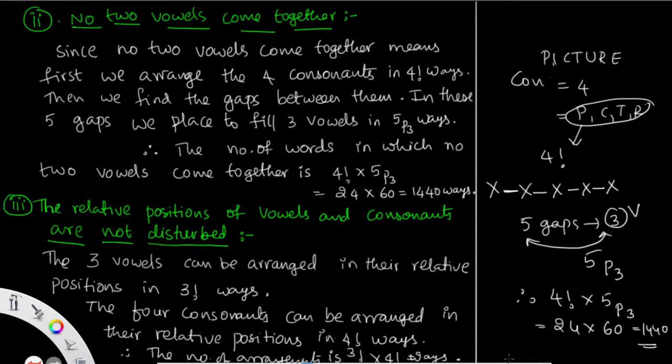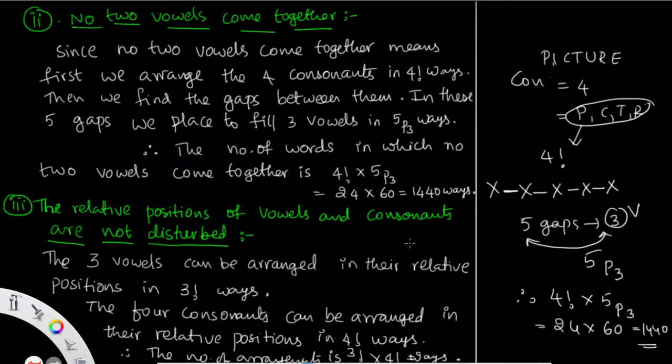No two vowels come together means you should arrange them in between the gaps only, not one by one next to each other. So since no two vowels come together, first we arrange the 4 consonants in 4 factorial ways. Then we can find gaps in between them. In these 5 gaps, we fill 3 vowels in 5p3 ways. Therefore, the number of words in which no two vowels come together is 4 factorial into 5p3, that is 1440 ways. This is question number 3, third bit.